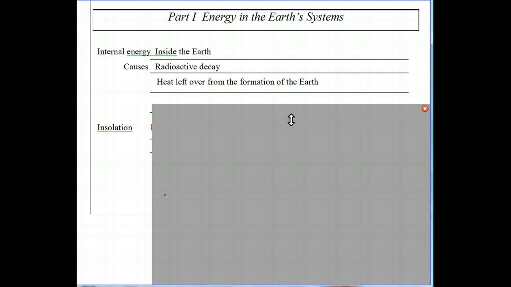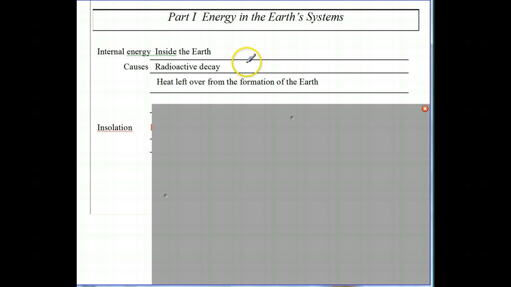And one place is inside the Earth. It either comes from the heat that was left over from when the Earth was formed, because the Earth was just this big molten blob when it was first forming 4.5 billion years ago, and then it slowly cooled over time, and some of that heat is left over. It's also from radioactive decay.